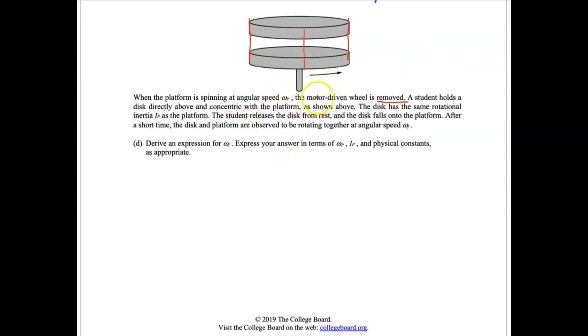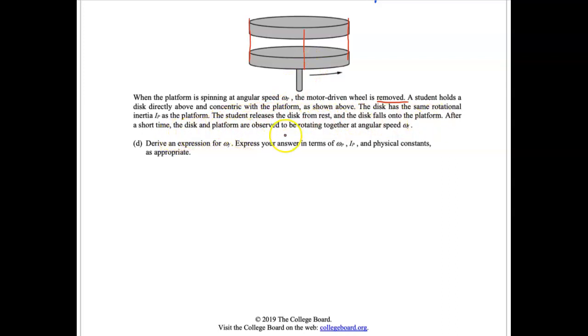The student holds it, and the disc has the same rotational inertia as the platform, so these two are the same. They release the disc from rest, and the disc falls onto the platform. Immediately your brain should go, aha, there is a lab that we have done or will do in AP Physics C, where we're conserving angular momentum. When you drop these on, we're going to double the mass, which means that our angular momentum will be conserved, but our final speed should be less. So the student releases the disc from rest, and it falls on the platform.